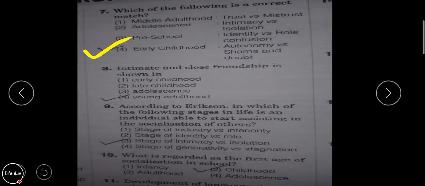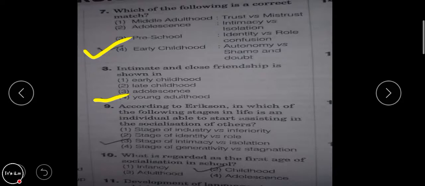Now let's see our eighth question: close, intimate friendship is shown in which stage? Our options are early childhood, late childhood, adolescence, and young adulthood. Here our answer is young adulthood. Now let's move on to our ninth question. According to Erik Erikson, in which of the following stages of life is an individual able to start assisting in the socialization of others?